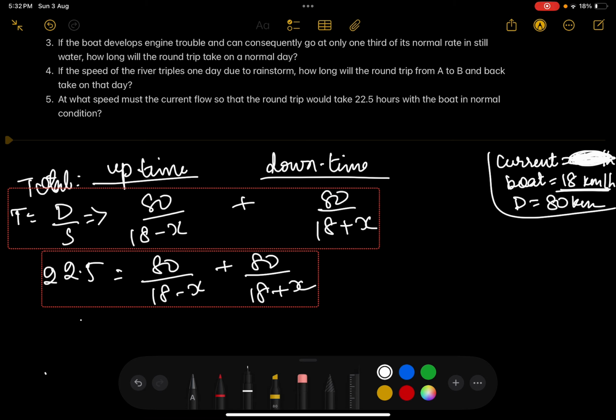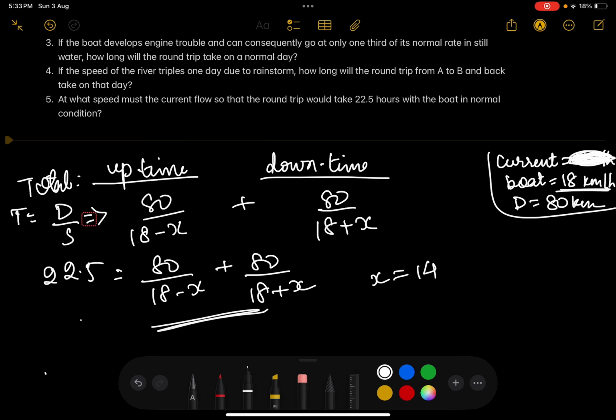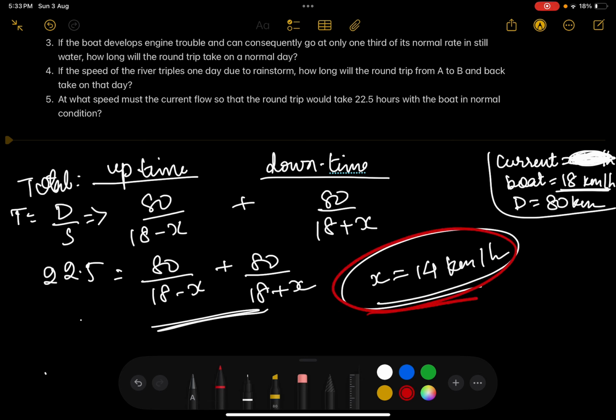Now when you solve this, you will get that x is equal to 14 km per hour. That will be the speed of the current, so that the overall trip is completed in 22.5 hours. This is the final answer. I hope this is also clear. This is slightly different, so you can check it a couple of times and solve it. Apart from that, it's a very common question, you might get it in multiple exams.